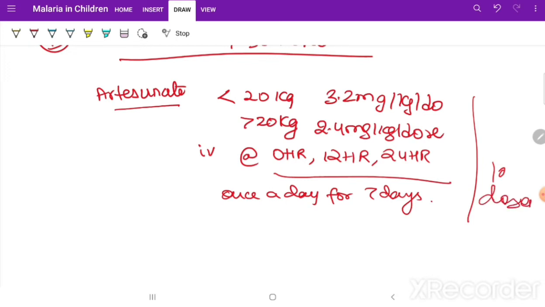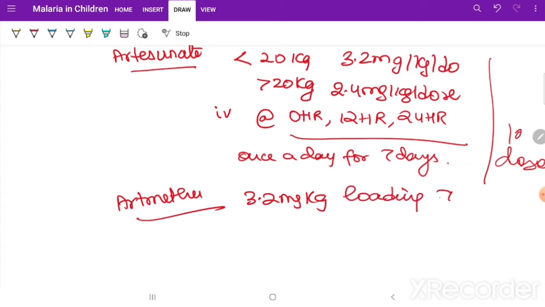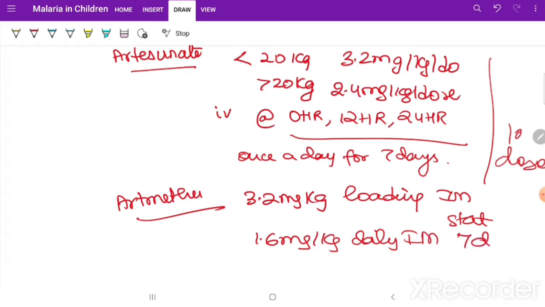10 doses. Okay, and another thing which you can use is artemether. Artemether is also 3.2 mg per kg loading dose IM stat, followed by 1.6 mg per kg daily IM for 7 days.